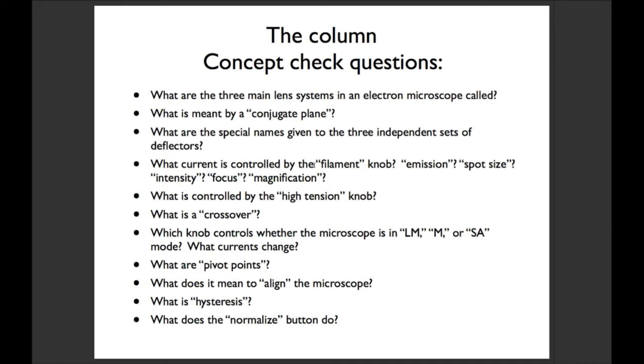Pivot point is the point around which the beam will pivot to enable the double deflection coils to accomplish a pure shift and a pure tilt, independent of one another. Hysteresis, when the magnetic field doesn't behave similarly going up in current as when it is going down in current. Okay, that looks good.